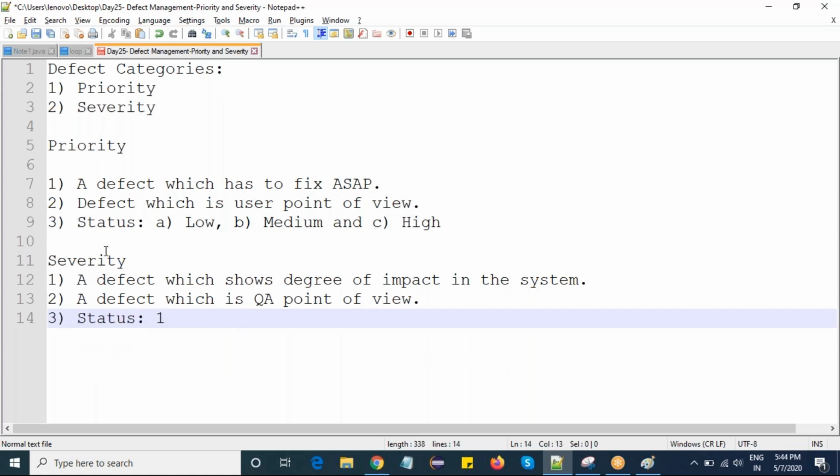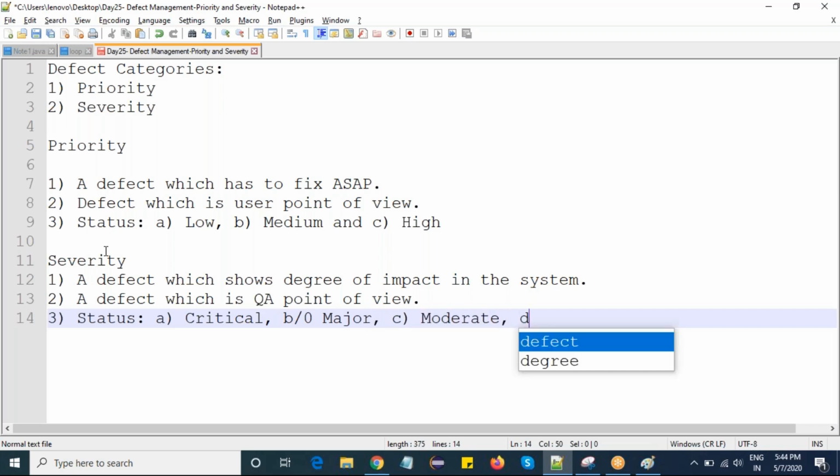Okay, the first status of severity is A, critical, B, major, the third one is C, moderate, the fourth one is D, minor, the last one is cosmetic. So now it is user point of view, right? The priority.